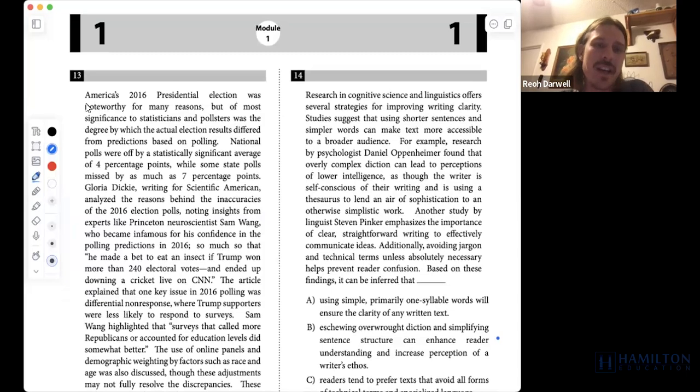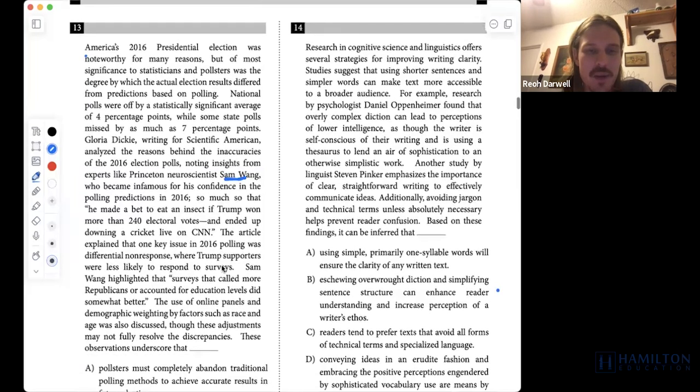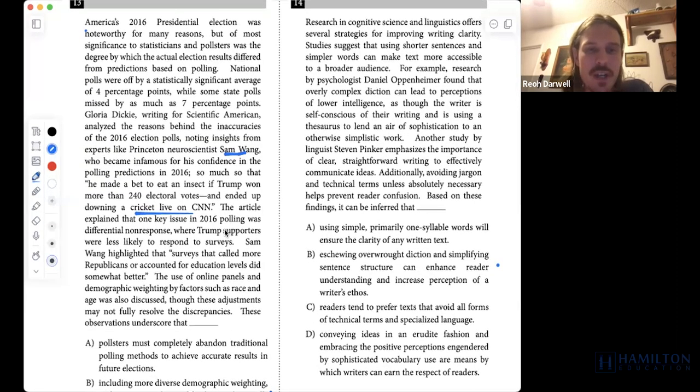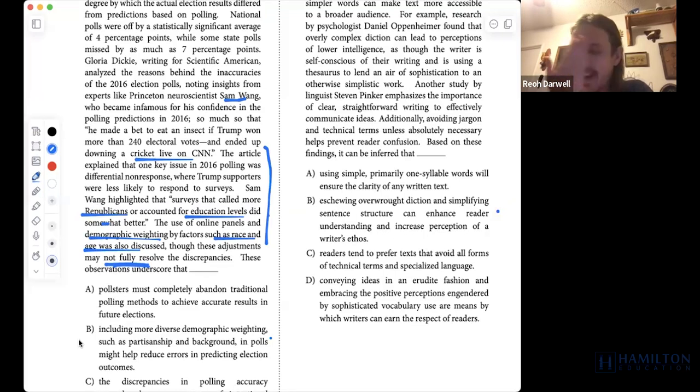So question 13 here, I mean, one, it's kind of fun, right? There's this dude who ate a cricket on CNN because he was misunderstanding polls. But let me just point to where we're looking at, okay? So one key issue was this here: surveys that called more Republicans or accounted for education levels did somewhat better. Demographic weighting factors such as race and age were also discussed, though they might not fully resolve the discrepancies, okay? So I just want to point out that fully resolving the discrepancies isn't required in order to make something better, okay?